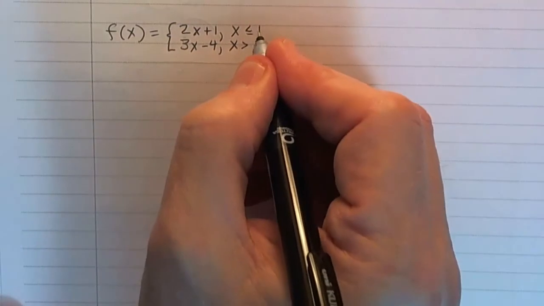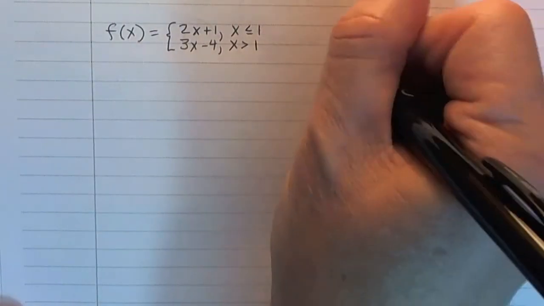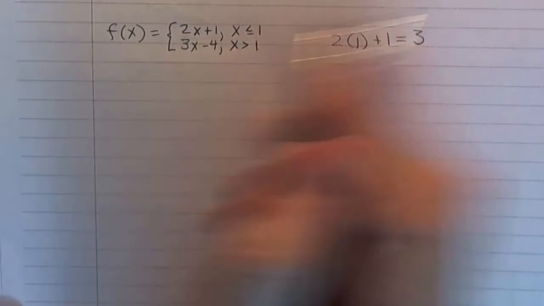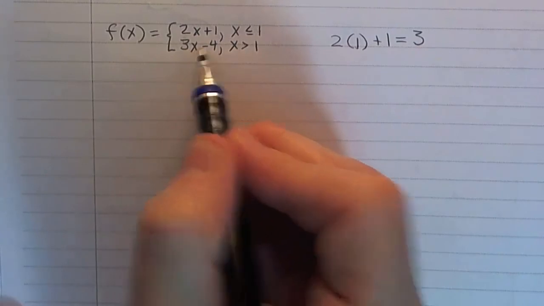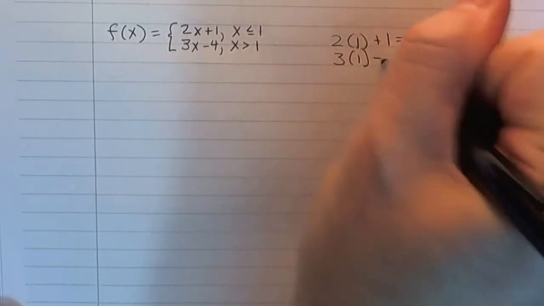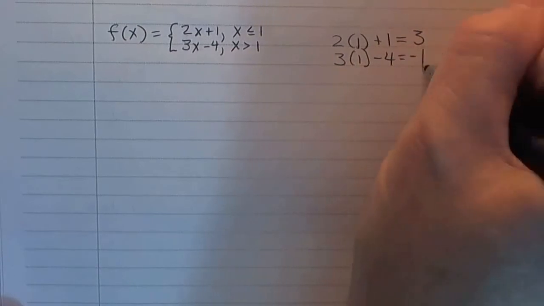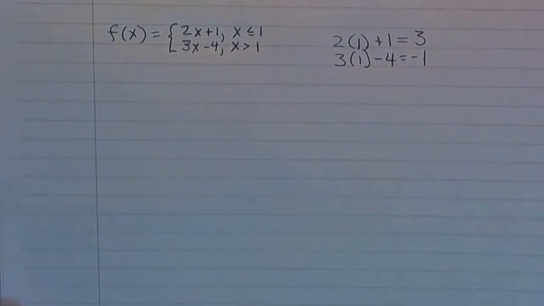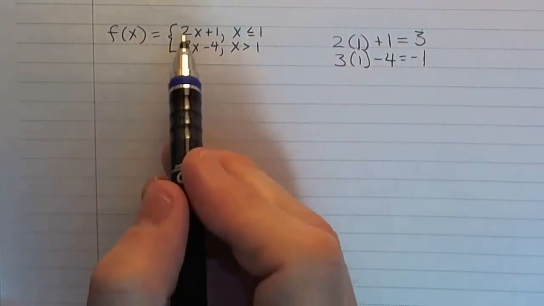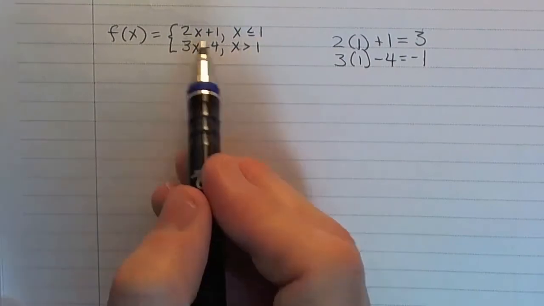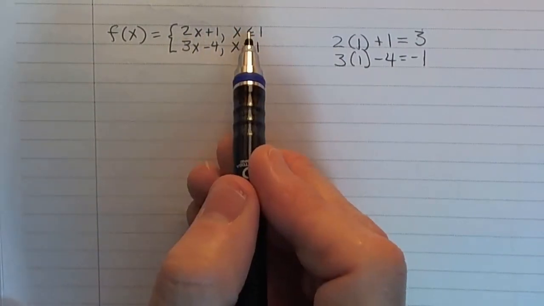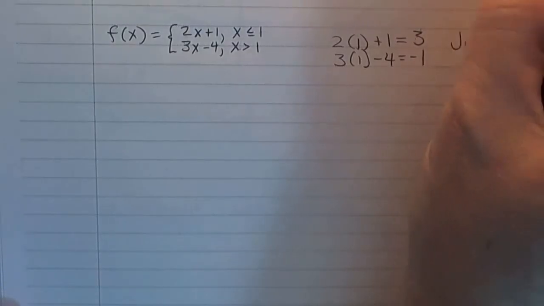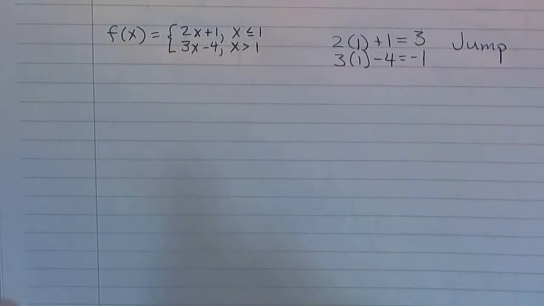So I'm going to plug in this boundary number into 2x plus 1, and I get a 3. Now I'll plug in the boundary number into 3x minus 4, and I get a negative 1. Ooh, those are not the same. What we've done is we were going along here, ended up at 3, and then we jumped down to negative 1. See? So that is a jump discontinuity.